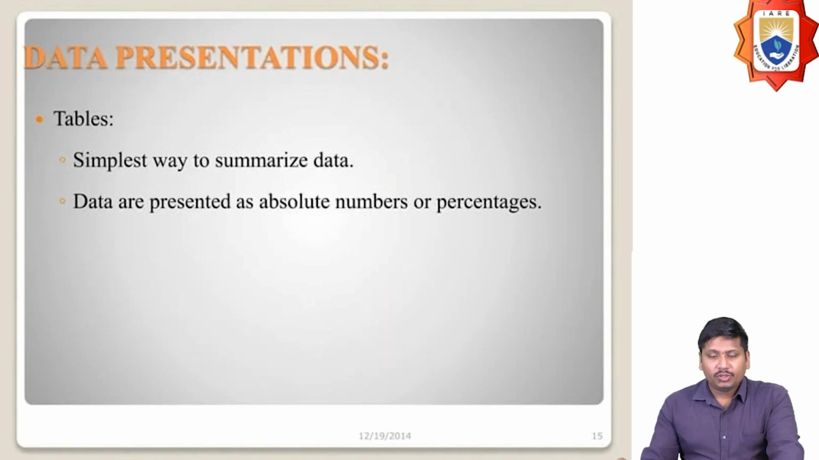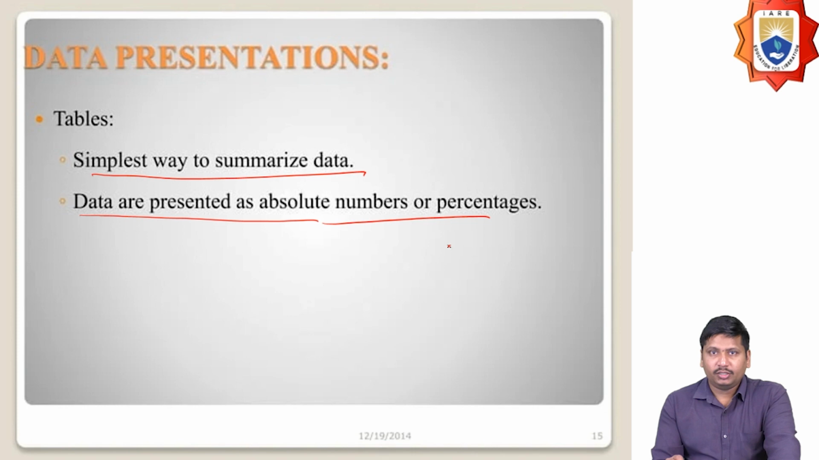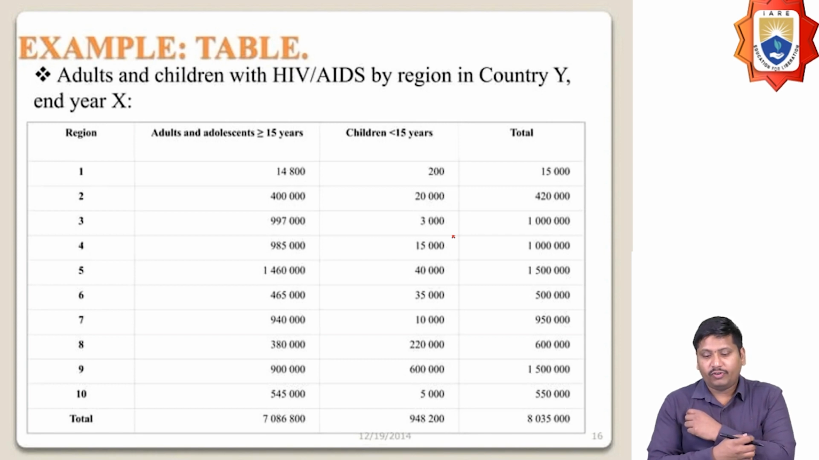So tables, if I take, are the simple way to summarize the data, and data is going to be presented as absolute numbers or percentages. So the data I present should be in the form of absolute numbers or in the form of percentages. For example, suppose I want to find out adults and children with HIV and AIDS in country X, Y at the end of the year X. I am getting the data, but I have to represent it in the form of a table.